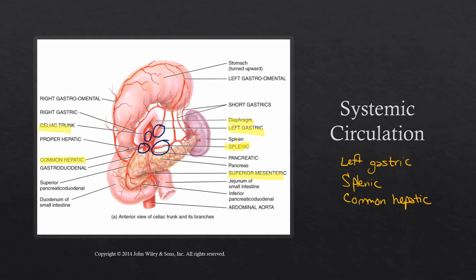So these are the three branches off of this main celiac trunk here. Now this trunk supplies all the organs of the gastrointestinal tract that arise from the abdominal part of the esophagus to the duodenum, and then also the spleen, via the splenic artery.